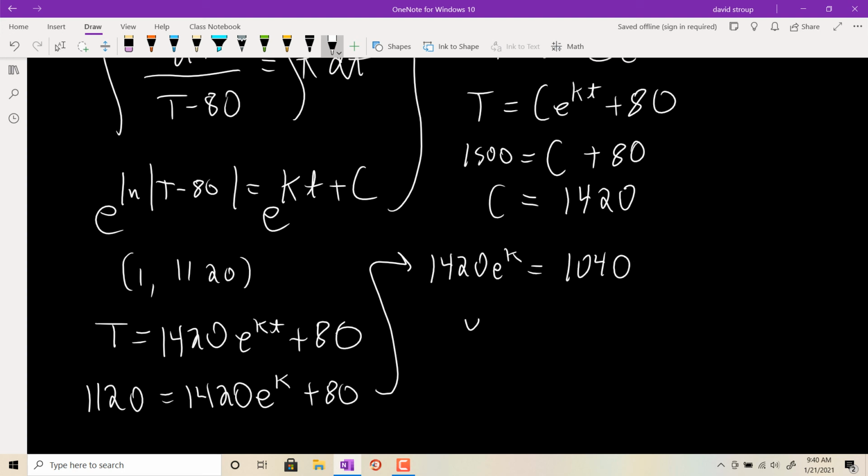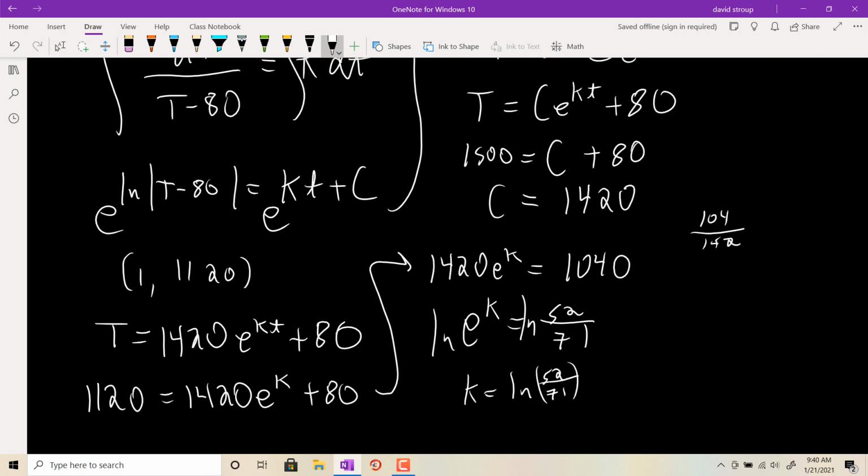Then divide both sides by the 1420 and simplify maybe a little bit. I think it's 52 all over 71, and so 104, 142, so 2 goes into that, 52, 2 goes into this, 71, yeah, and then take ln's on both sides, so you get k equals ln of 52/71, all in parentheses there.